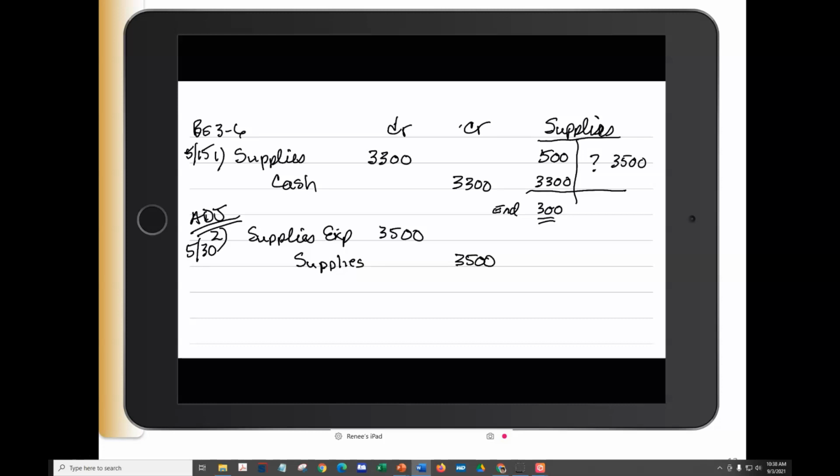So be careful with these problems about supplies. Are they telling you what's left or are they telling you what they used? In any case, you'll need to calculate. If they tell you what they used, you can simply make the adjusting entry. But if they tell you what's left, you have to calculate what was used. Okay?